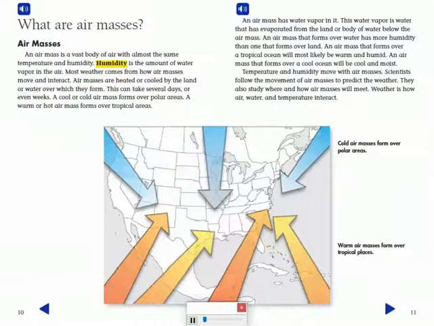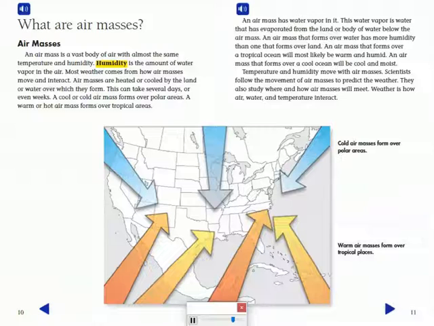What are air masses? An air mass is a vast body of air with almost the same temperature and humidity. Humidity is the amount of water vapor in the air. Most weather comes from how air masses move and interact. Air masses are heated or cooled by the land or water over which they form. This can take several days or even weeks.